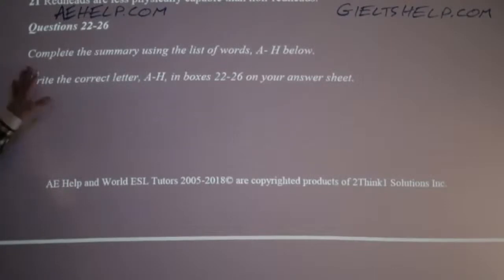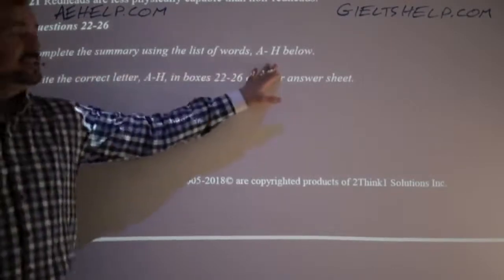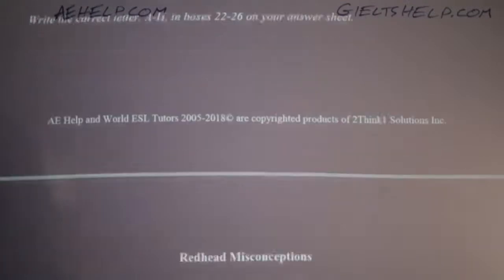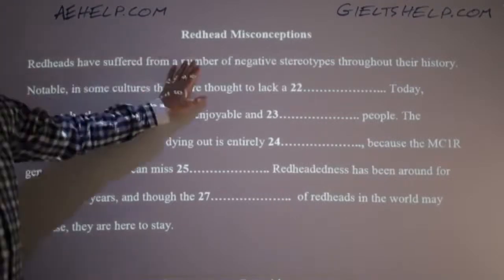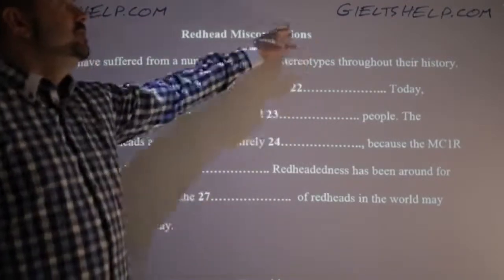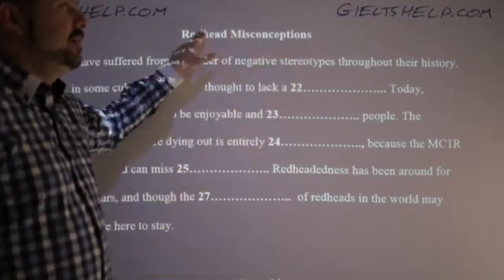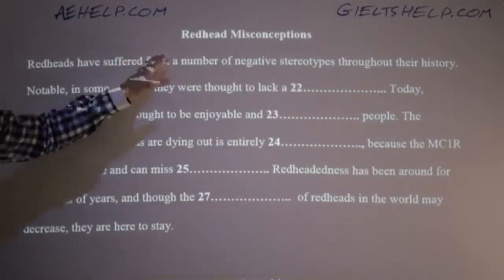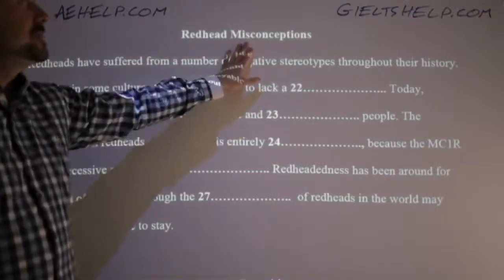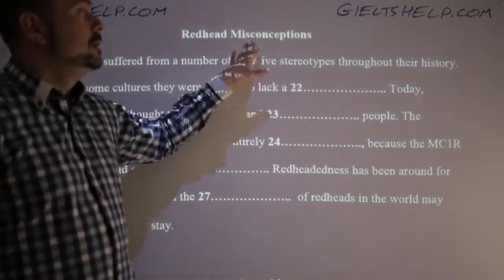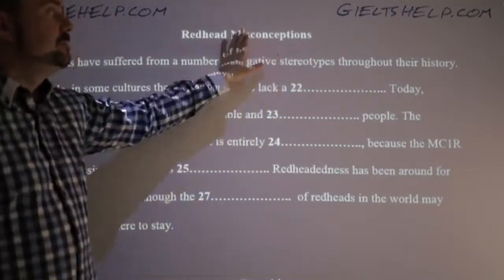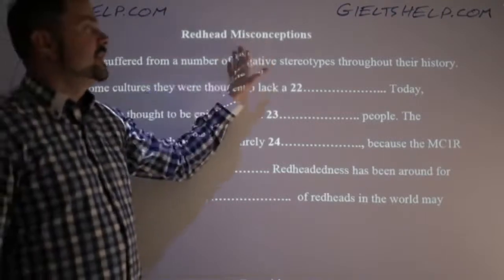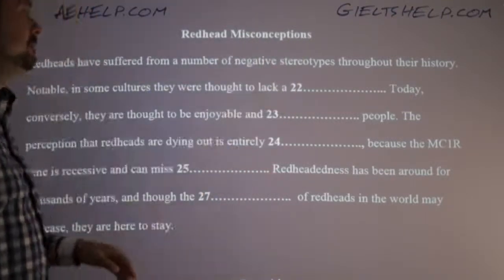And then we have complete the summary using the list of words. So we have a summary completion. Again, that is good to read before the passage. So redhead misconceptions. Do pay attention to the title of summary completion questions. So misconceptions here means misunderstandings or wrong beliefs. Okay, misconception. A conception is a belief. Misconception is a wrong or incorrect belief.